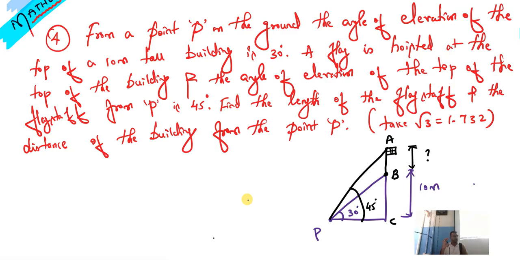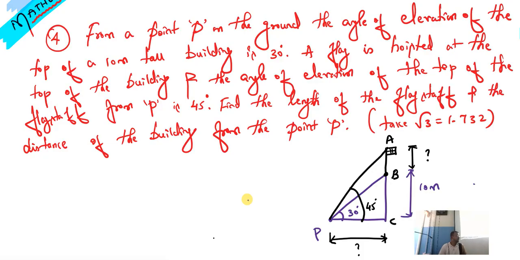And the height of the building is BC. That is 10 meters tall. Now they are asking us to find the length of the flagstaff, that is the AB value. And also they are asking us to find the distance of the building from point P. From point P to C, what is the distance? Building is BC, and P is a point. What is the distance from the point P to the building? That's nothing but the value of PC.